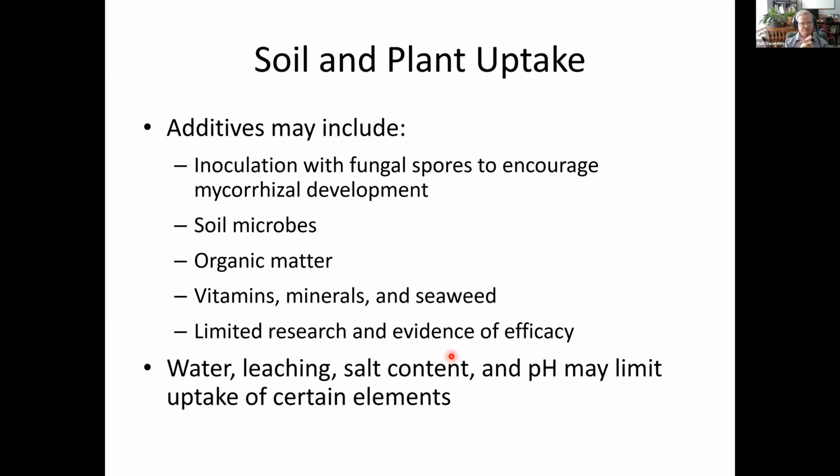Here's some additives that we can add to our formulations, our mixes. These things have become very popular. We can inoculate the soil with fungal spores to encourage mycorrhizal development. And a lot of people say, well, does this mycorrhizal stuff really work? Does it do its job? Well, it's been proven to work in specific environmental conditions.